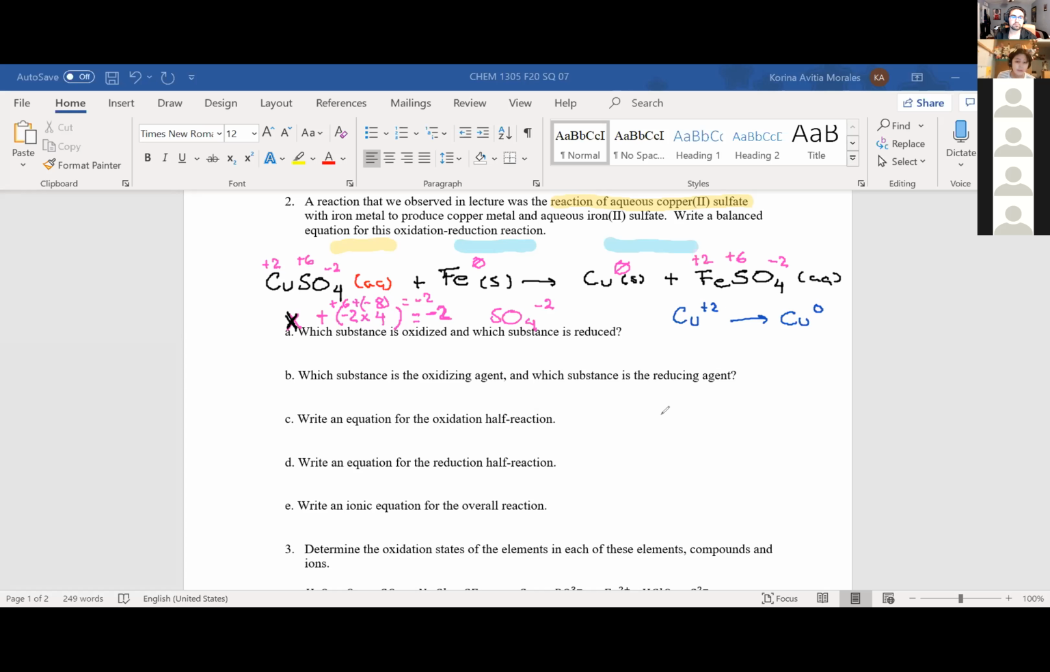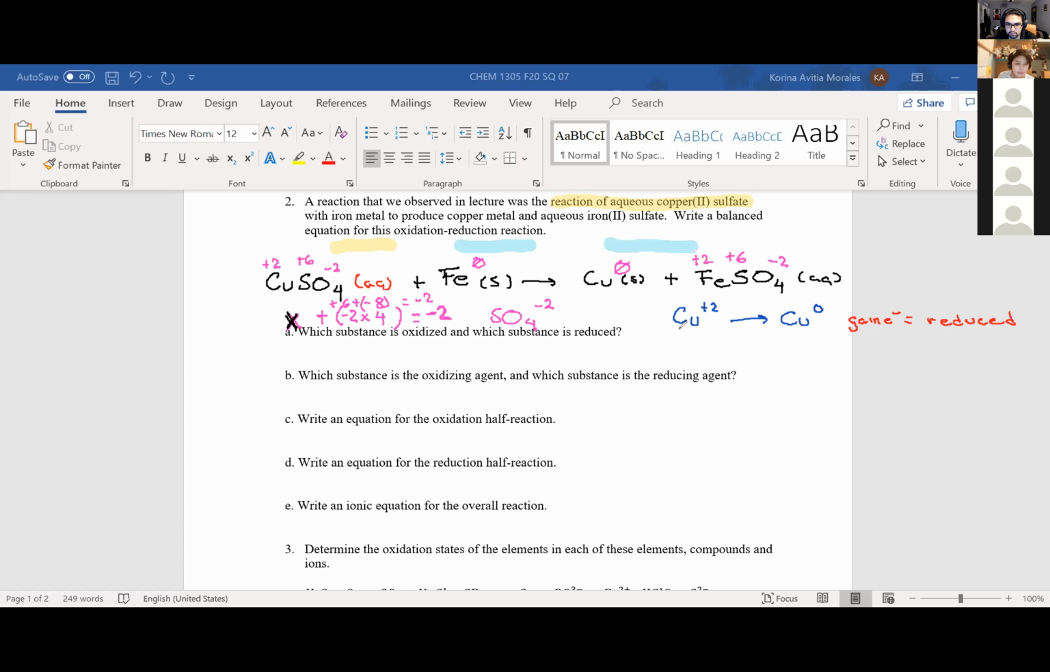So if it's going from +2 to 0, what does that mean? What's happening to it? It's gaining 2 electrons. Gaining electrons, which means it's getting oxidized or reduced? Reduced, right? Remember, reduced means that you're reducing the oxidation state, so you're making it more negative. The more negative it is, it's becoming reduced. Right. What else is changing in this problem?